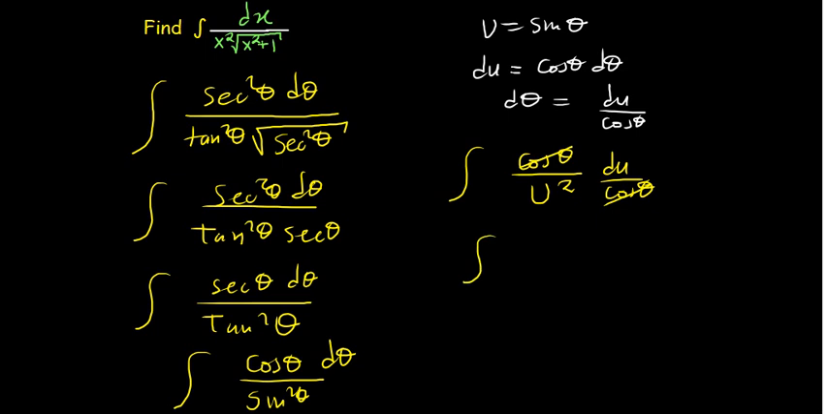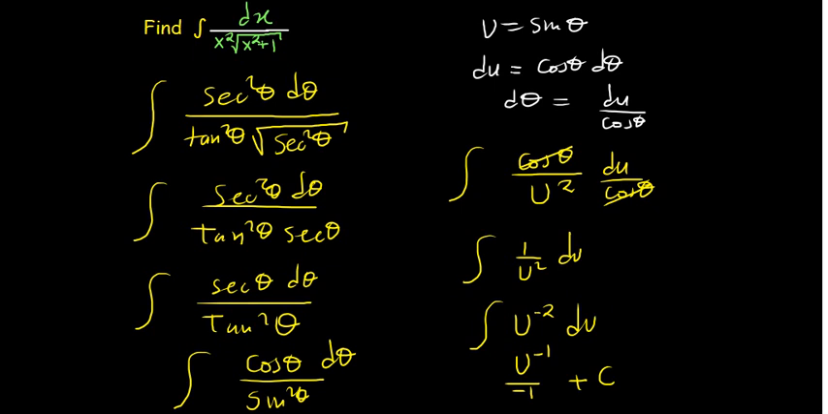That will be the integral of 1 over u squared du. And this we can also write as the integral of u to the power negative 2 du. How do we integrate u to the power negative 2? Simply add 1, that becomes u to the power negative 1. Like negative 2 plus 1 is negative 1. And then divide by the same negative 1, just add a constant c.